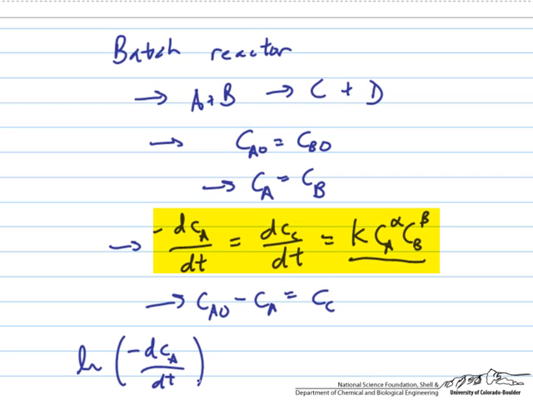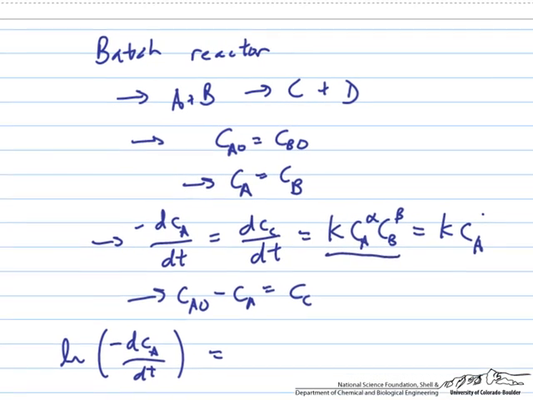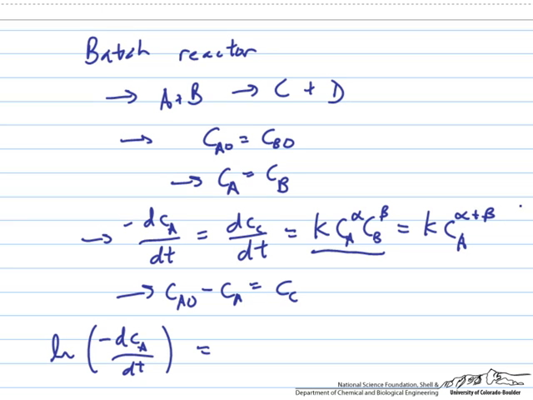So we take the log of the rate, which is either negative dCA/dt or dC/dt, and then the log of this expression. What I'll note first is that since CA is always equal to CB, we can just lump the terms under CA to the alpha plus beta power. Finally, I'm going to call this K CA to the gamma power, where gamma is defined as being alpha plus beta. And so this experiment will allow us to determine the value of gamma, so the total reaction order.